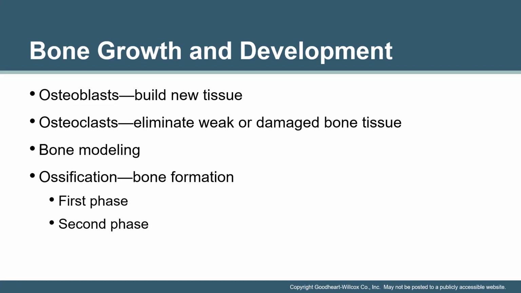Although we see hyaline cartilage in different parts of the adult body, when this same material is within the fetus, we see a very quick replacement of this cartilaginous model into bone. So then ossification is the actual process of the bone formation that will begin within early fetal development. And it occurs in two phases.